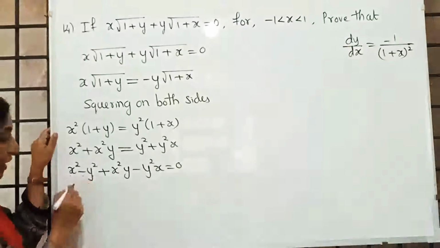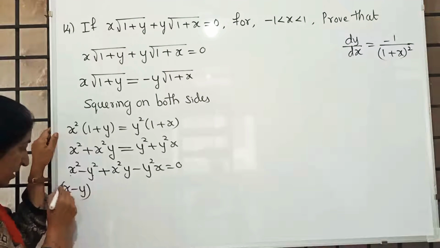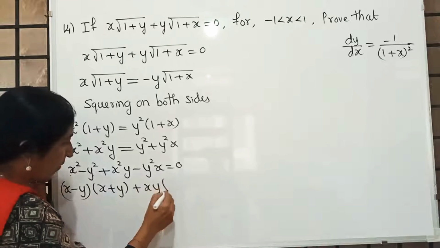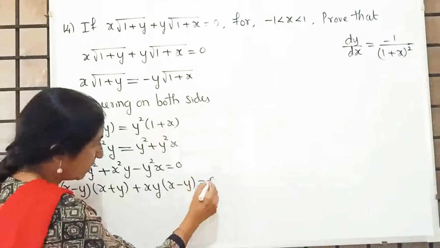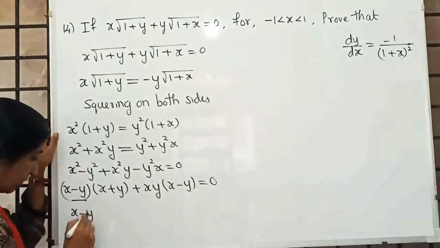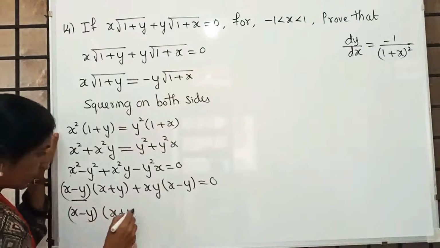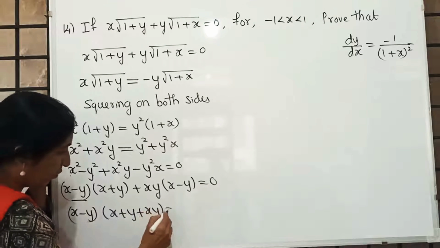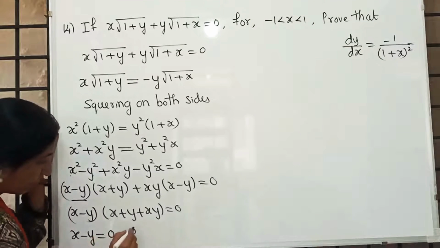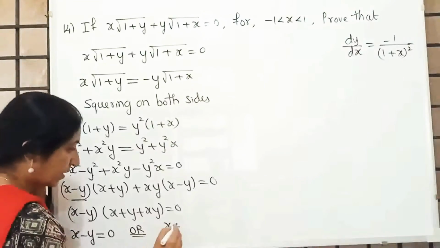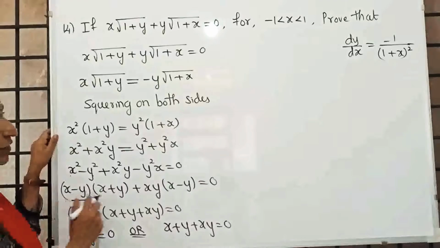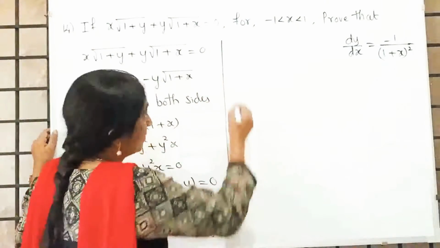Here it is in the form of a square minus b square. (x minus y)(x plus y), and here xy is common: xy(x minus y) is equal to 0. Again this bracket and this bracket are common. (x minus y)(x plus y plus xy) is equal to 0. This implies what? Either x minus y is equal to 0 or x plus y plus xy is equal to 0.